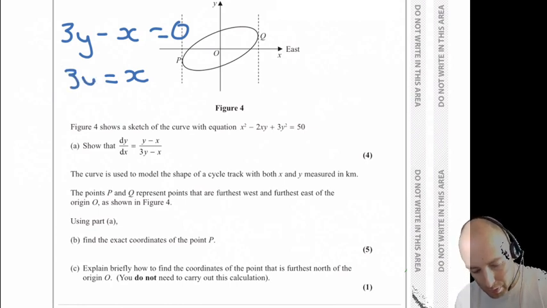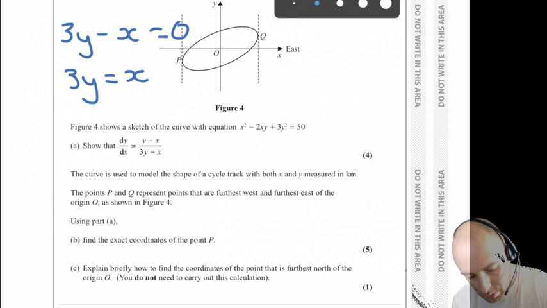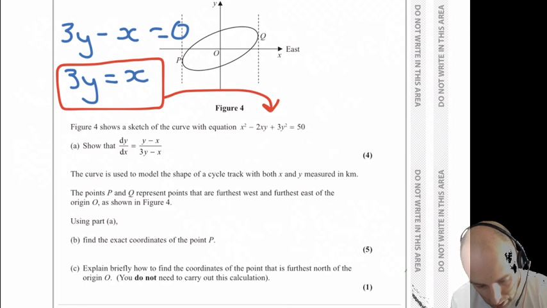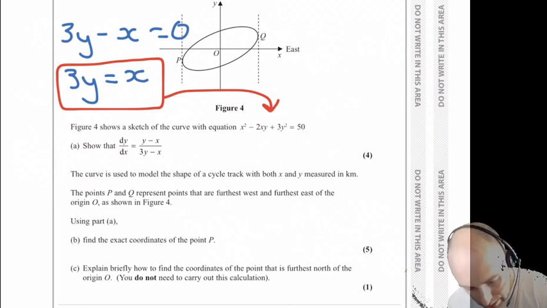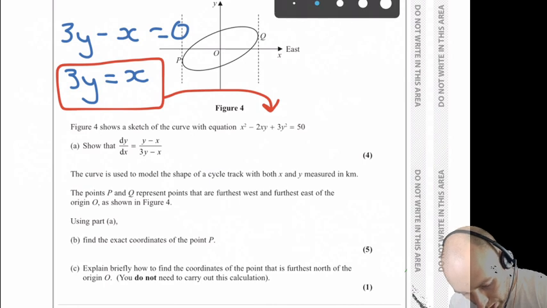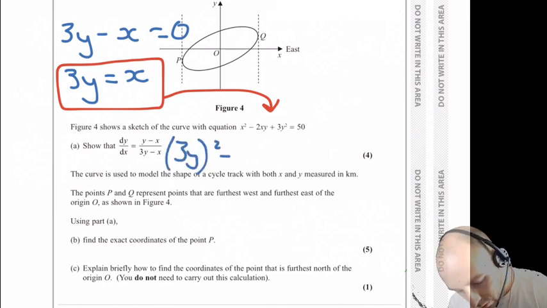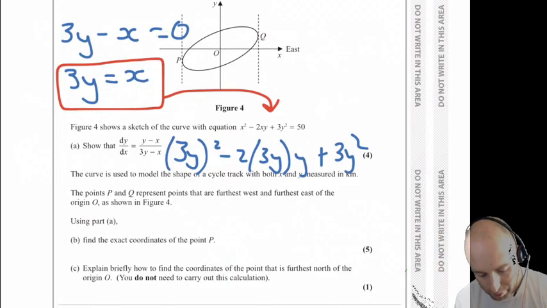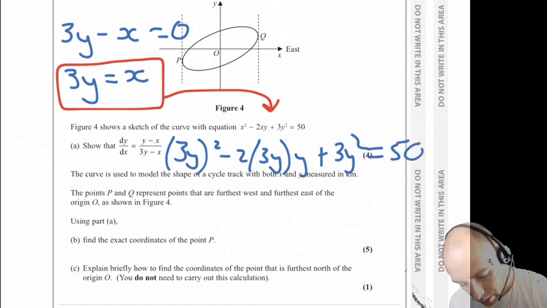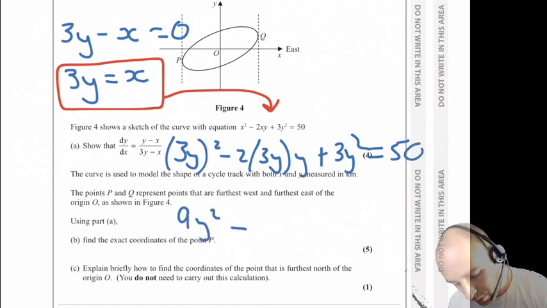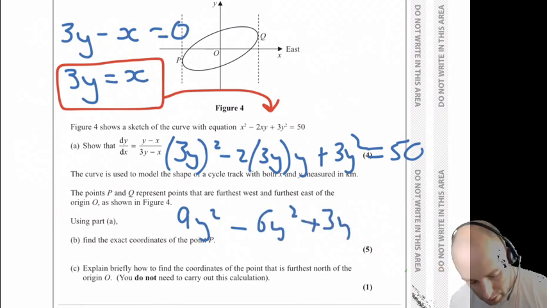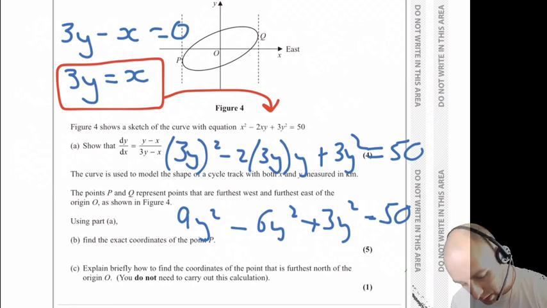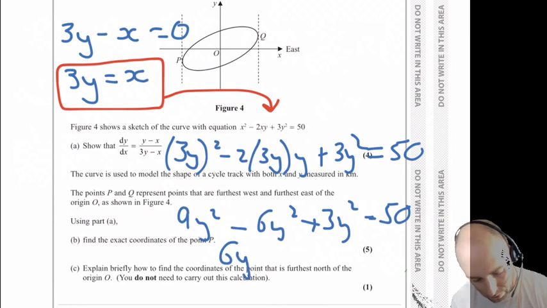Now what we can do is we can put that equation into this equation and solve it for x and then solve it for y. So I think let's solve it for y first. So we'll put it in as x. So we'll say 3y all squared minus 2 times 3y times y plus 3y squared is 50. So we get 9y squared minus 6y squared plus 3y squared is 50. 9 take 6 is 3. 3 plus 3 is 6. So we get 6y squared is 50.